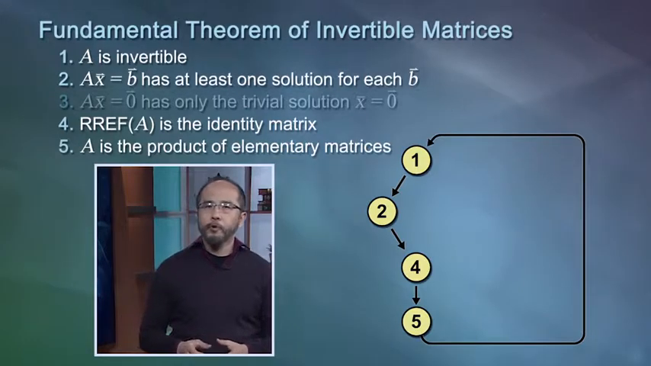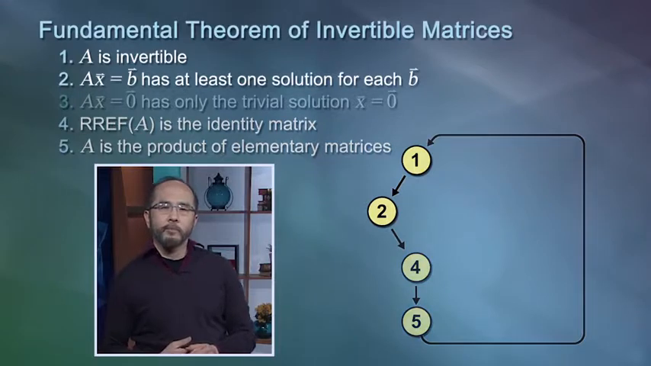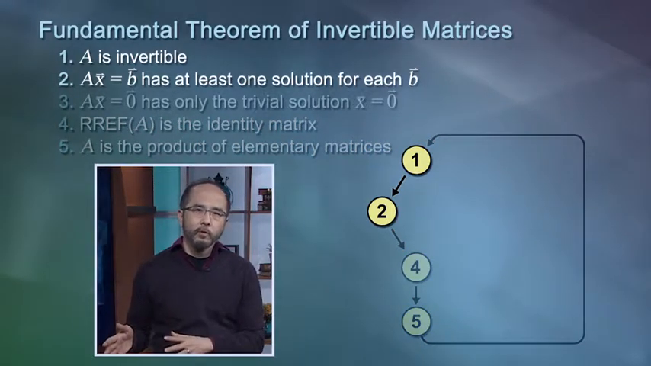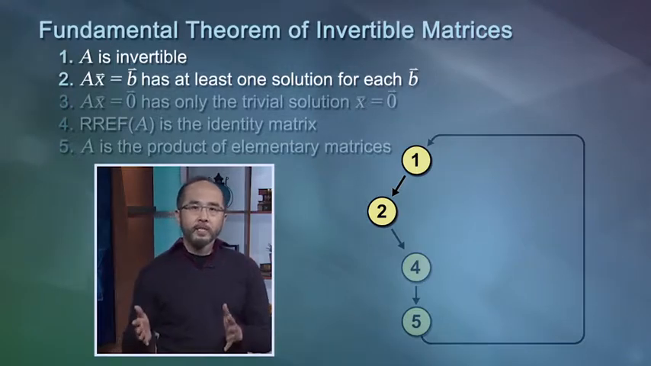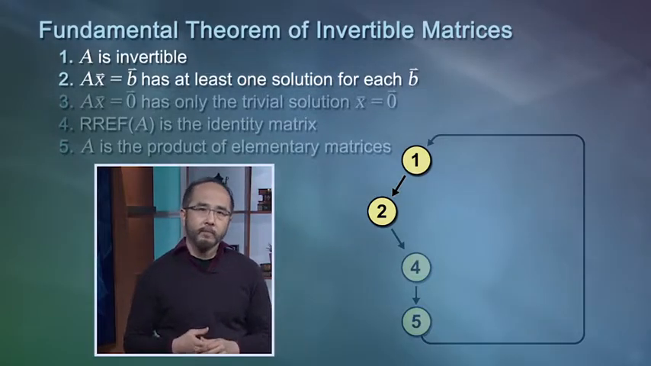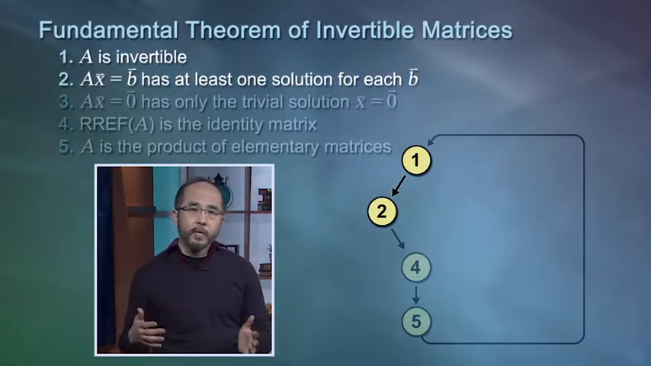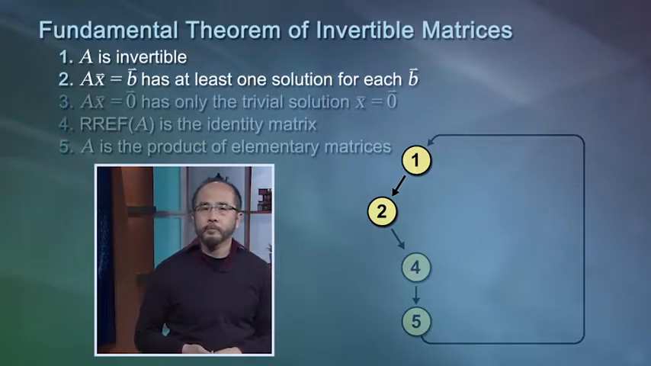We've already proved that 1 implies 2, but I'll remind you of that argument here. If A is invertible, which is statement 1, then by multiplying both sides of Ax equals b on the left by A inverse, we'll get x equals A inverse times b. Thus, Ax equals b has at least one solution, which is statement 2.